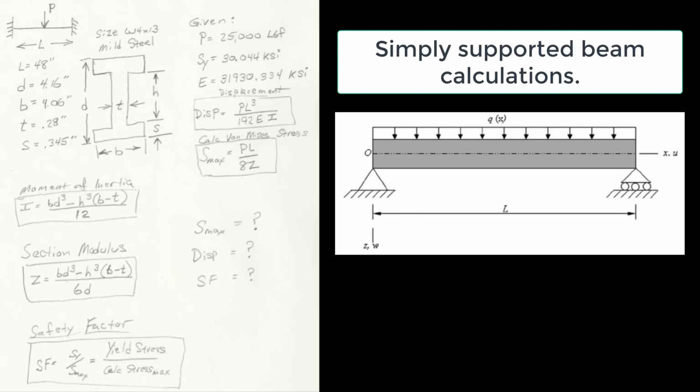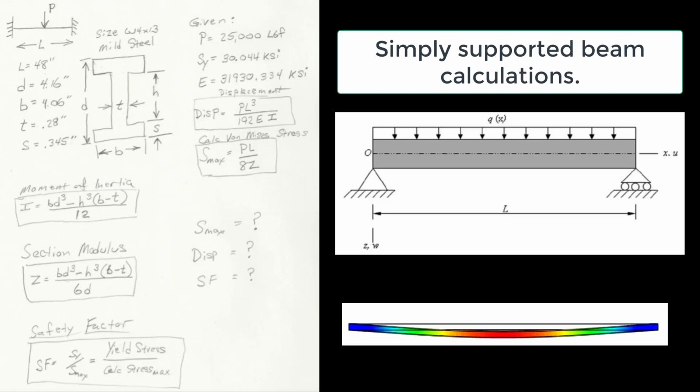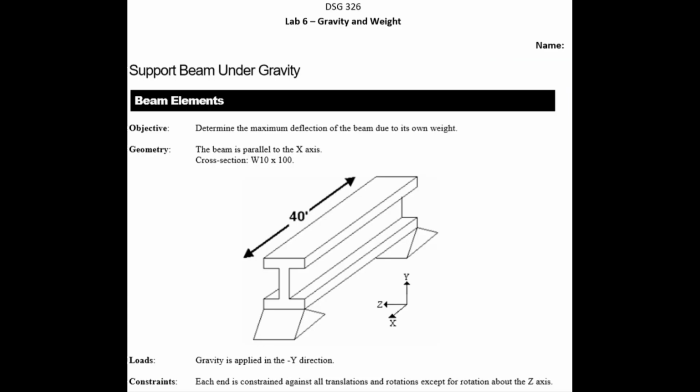When we start out learning FEA, we often use classical hand calculations as a method of gaining confidence in how we set up our FEA analysis. And so a classical problem would be a simply supported beam, in this case a wide flange beam, commonly referred to as an I-beam, but the standard name is a W wide flange beam.